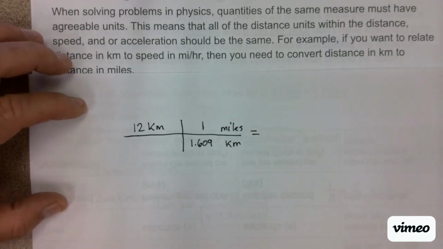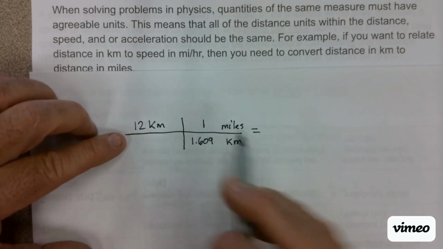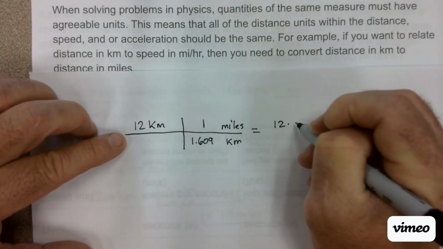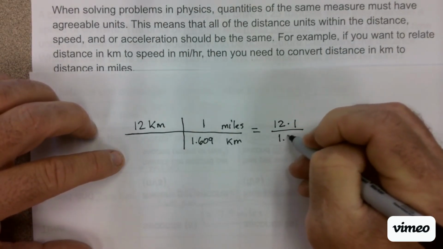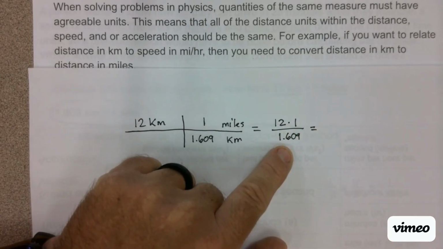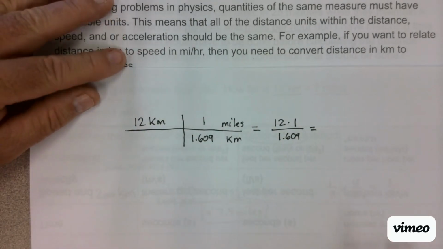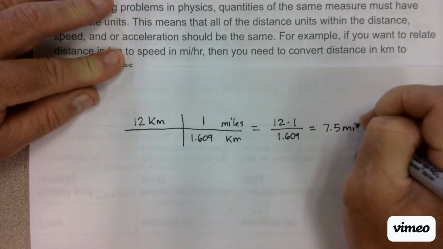And now I essentially would just say I'm going to multiply everything together that's on the top of my monorail, and I'm going to divide by anything that's on the bottom of my monorail, and essentially I still just do the same math. I'm going to take 12 divided by 1.609, and I'm going to get, when I round it, 7.5 miles.